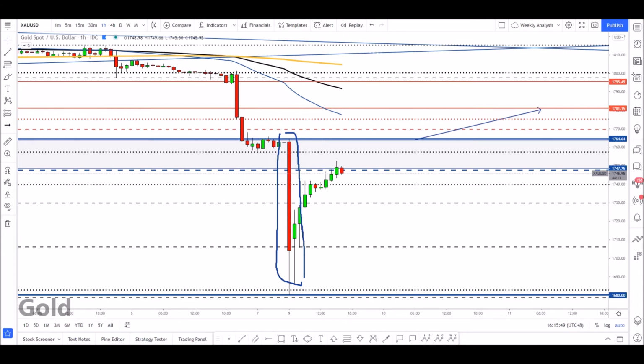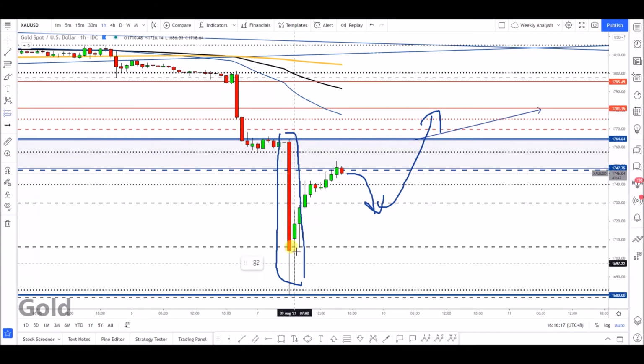So we want to wait for some form of pullback before we can continue to buy the gold, because I think the demand from the bottom right here is pretty real. Now, of course, on Wednesday we still have the inflation data, which I believe will still be persistently strong, and should inflation continue to be strong, that is actually a plus for the gold price.